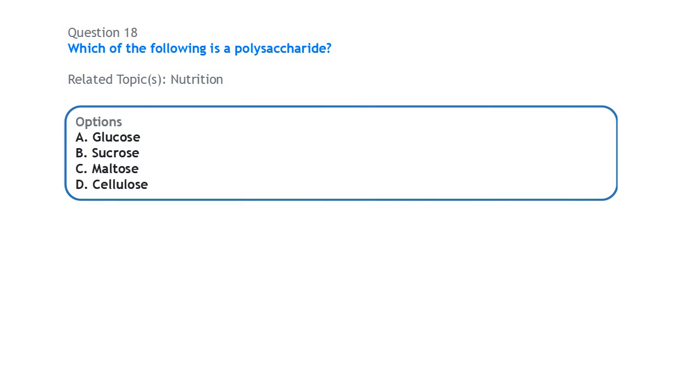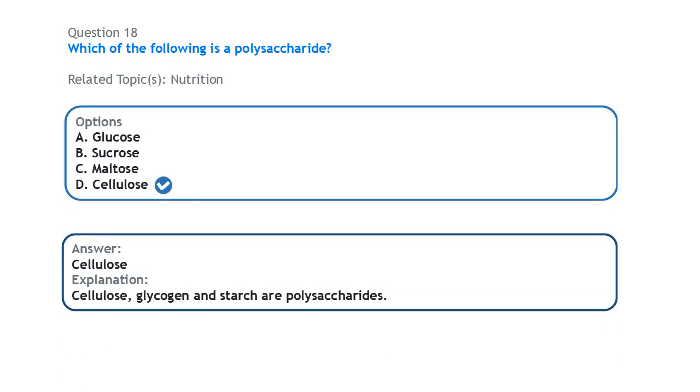Next, also nutrition. Which of the following is a polysaccharide? Cellulose is an example of a polysaccharide. Polysaccharides are basically molecules made from the combination of simpler molecules like monosaccharides. The cellulose, the glycogen and starch are examples of polysaccharides.